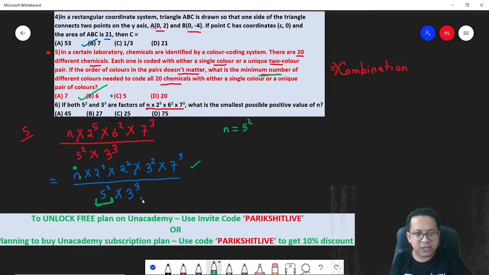Similarly, you need a 3 cube in the numerator. Remember, the denominator has a 3 cube. So you got to have a 3 cube in the numerator. But unfortunately, we only have a 3 square.